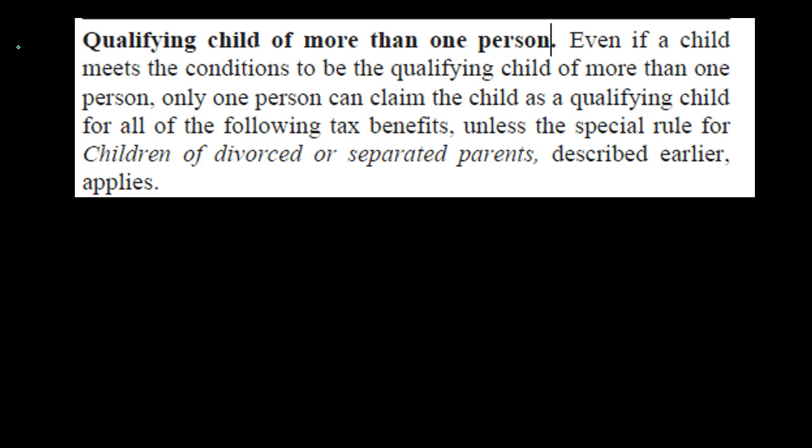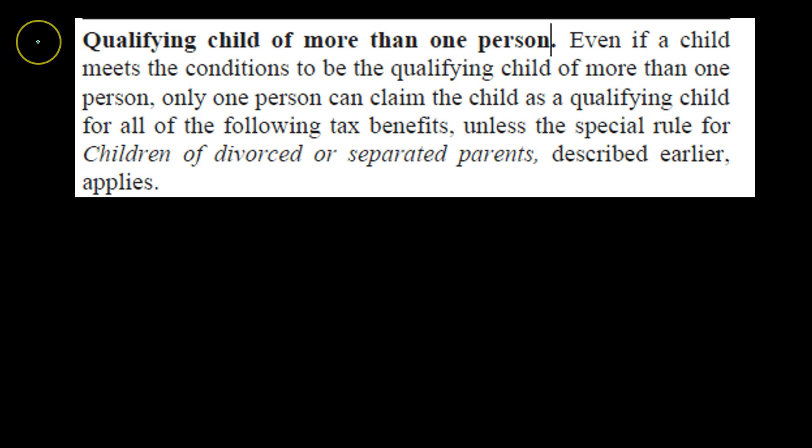Even if a child meets the conditions to be a qualifying child of more than one person, only one person can claim the child as a qualifying child for all the following tax benefits, unless the special rule for children of divorced or separated parents described earlier applies. So we're thinking about that rule again. What's the case in which we have two people that can claim the qualifying child?